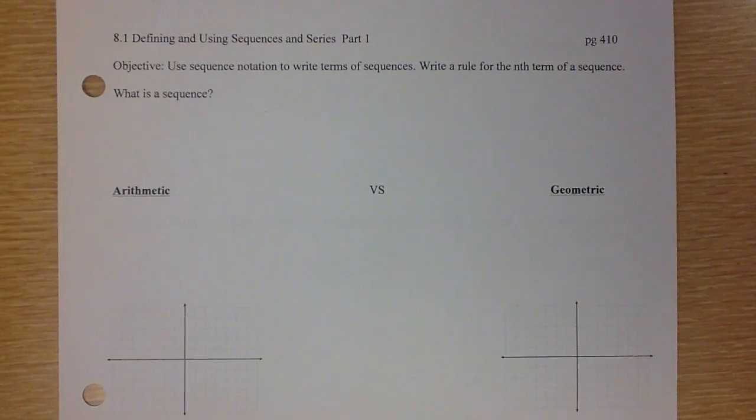Section 8.1. In this section, we're going to be defining and using sequences and series. Our objective for this lesson, I broke this section up into two parts. This first part is we're just going to use sequence notation to write terms of sequences. And then we want to write a rule for the nth term of a sequence. So before we can get into those objectives, we need to talk about what a sequence is first.